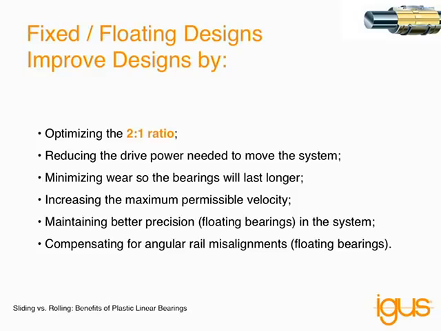It minimizes the wear in the bearing since the lever is decreased. It also increases the max permissible velocity of the system, and overall, contrary to what you might think, floating bearings actually help to maintain a better precision and clearance in the overall system over its life. They also help to compensate for angular misalignments in the rails or shafts.